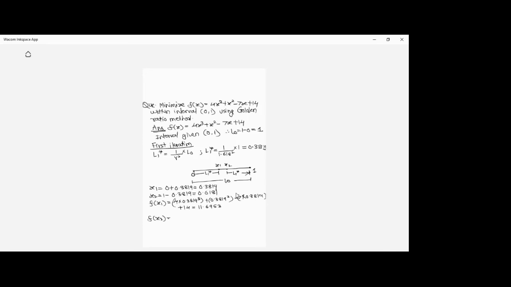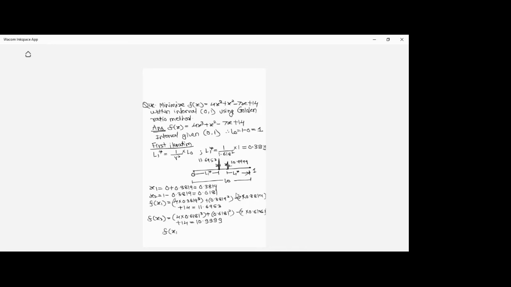Similarly, I'll have to find out the f(x2) value: 4 into 0.6181 cubed plus 0.6181 squared minus 7 into 0.6181 plus 14, and according to me the value comes out to be 10.9999, right? Now the problem is a minimization problem. If we represent it, f(x1) is on the higher side and f(x2) on the lower side: 11.6953 and 10.9999. What is this problem? It is a minimization problem.